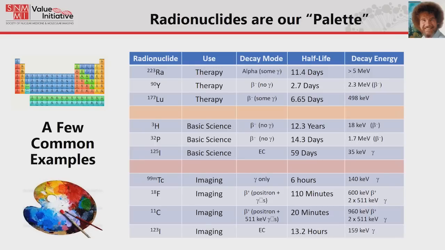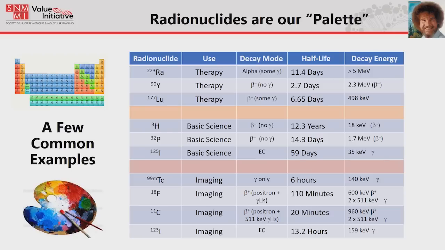This is my tribute to Bob Ross. Most of you know Bob, even my kids know Bob Ross. He's kind of a superstar now, even for them. So we use these radionuclides that are available to us kind of as our palette. We like to choose the ones that fit our needs for imaging or therapy.